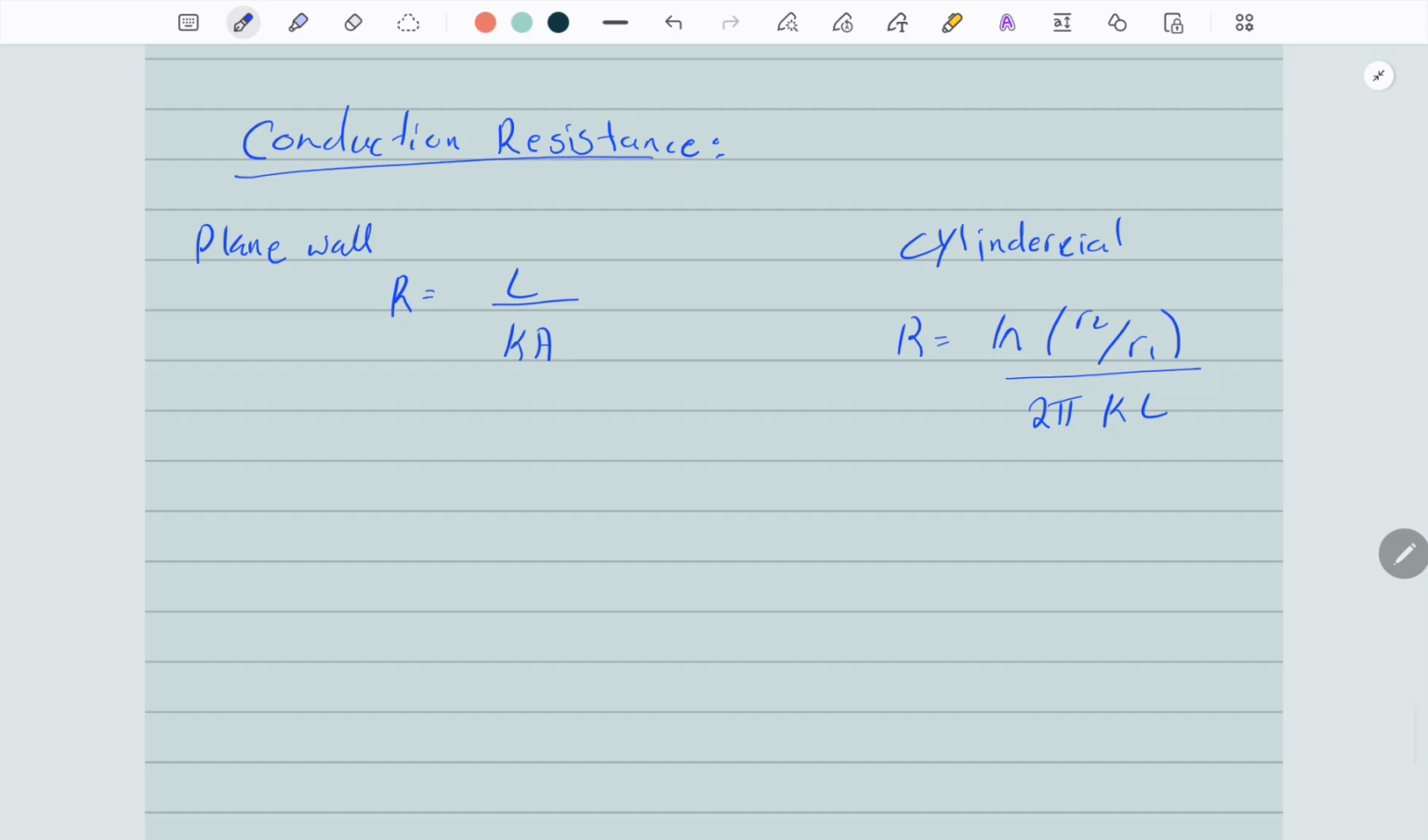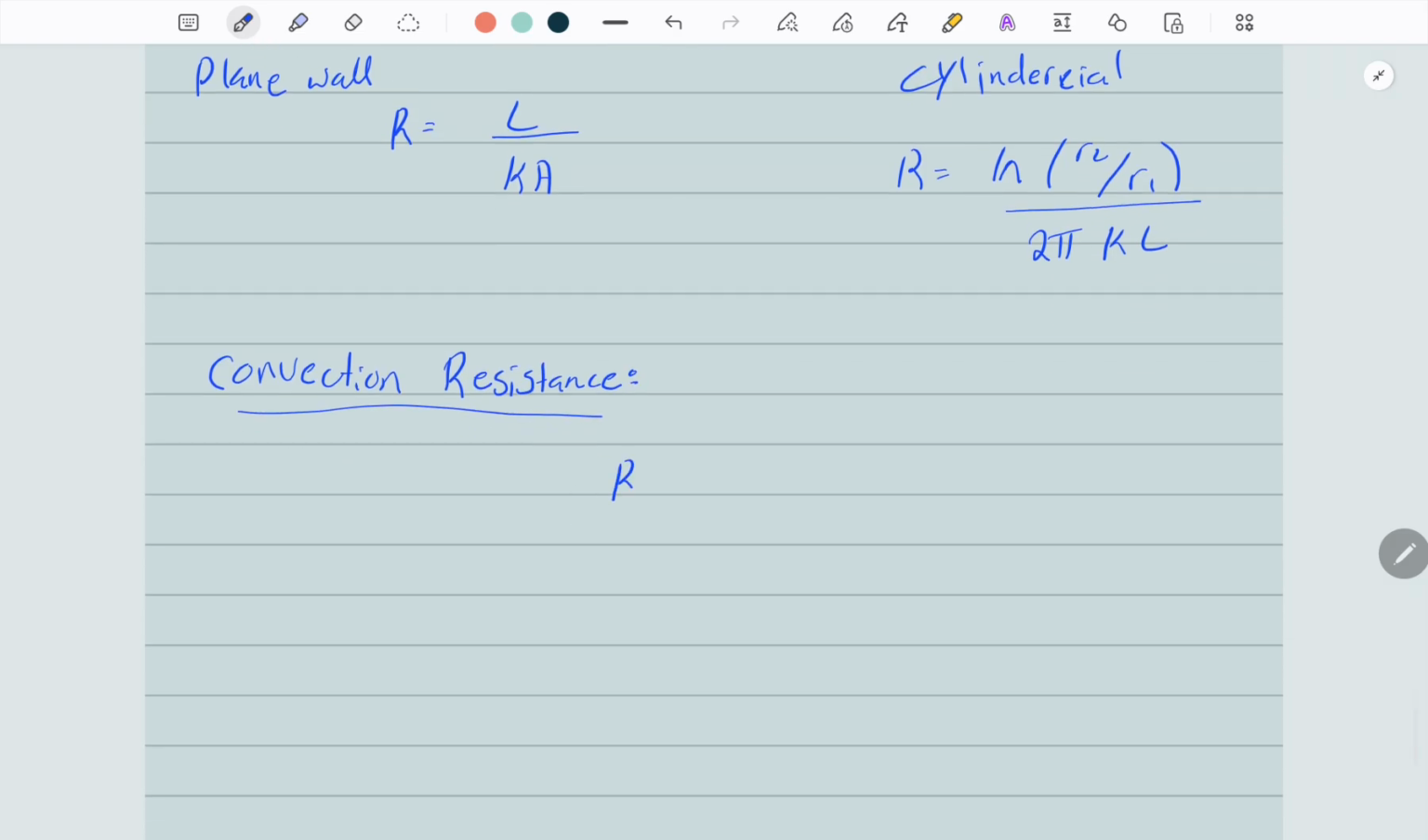That's for conduction resistance. For convection resistance, it's the same in all situations and circumstances, which is 1 over hA. Okay, and all the units are in Celsius per watt.